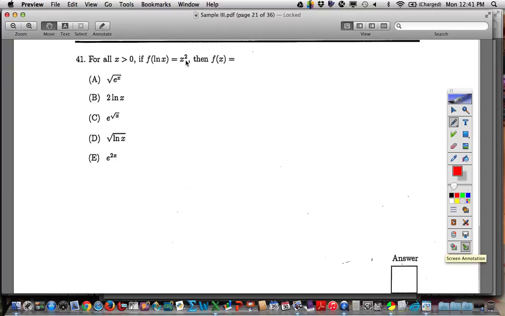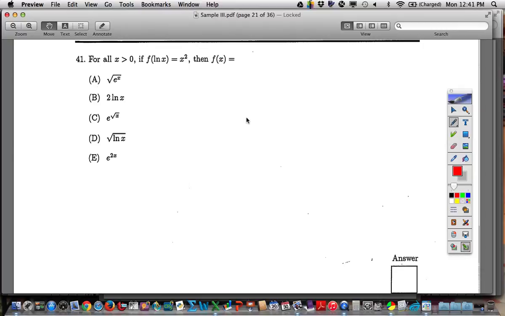So if you have this and they want to do that, it's kind of like working backwards, right? If we knew what f of x was and we asked for f of ln x, we'd put ln x in. Okay, so anybody want to discuss their thinking on this one?